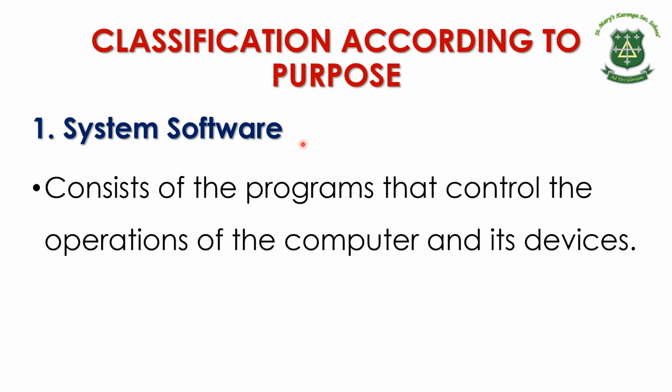Now, what is this system software? The system software consists of the programs. Remember, we have talked of a set of instructions or programs that control the operations of the computer and its devices. This one performs a variety of fundamental operations that avail the computer resources to the user. So basically, you see that this system software controls the operations of the computer and all the devices.